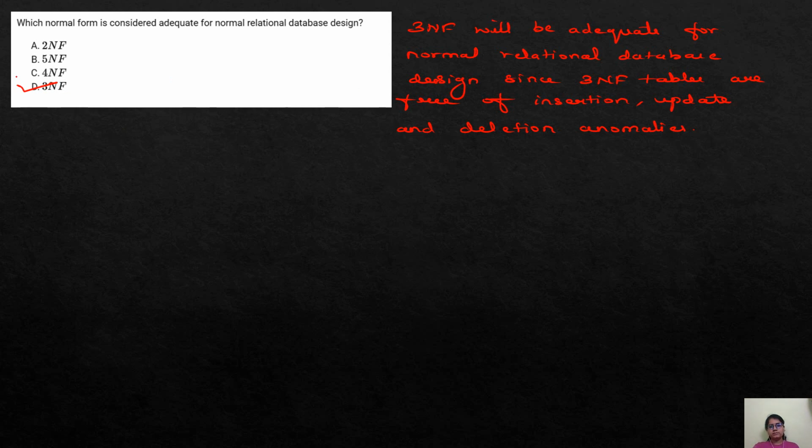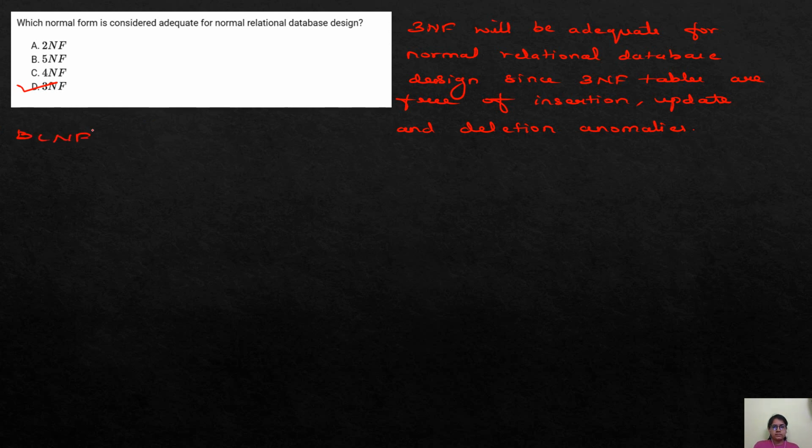3NF also ensures that it is both lossless and dependency preserving. But why not BCNF? Because with BCNF, dependency preserving is not always possible, although it is stricter than 3NF. You can have questions like why not BCNF? So let me write the reasoning for BCNF.